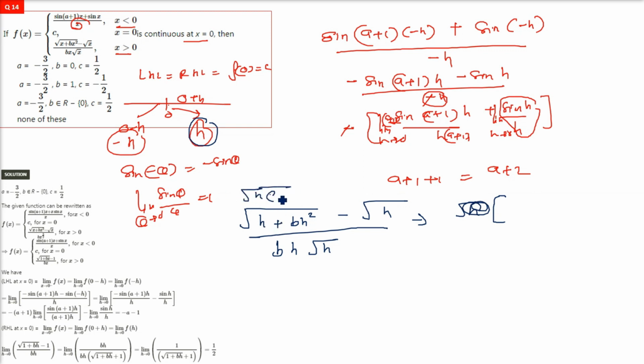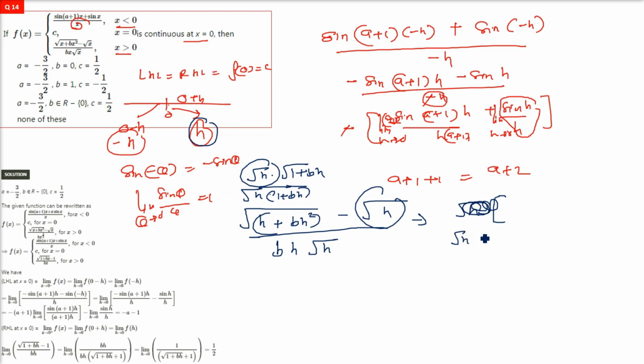You can take h common inside first. h times (1 plus bh) whole square. When you take h common, it will be only 1 plus bh. Now this can be written as under root h into under root 1 plus bh. So this root h and root h I am taking common.